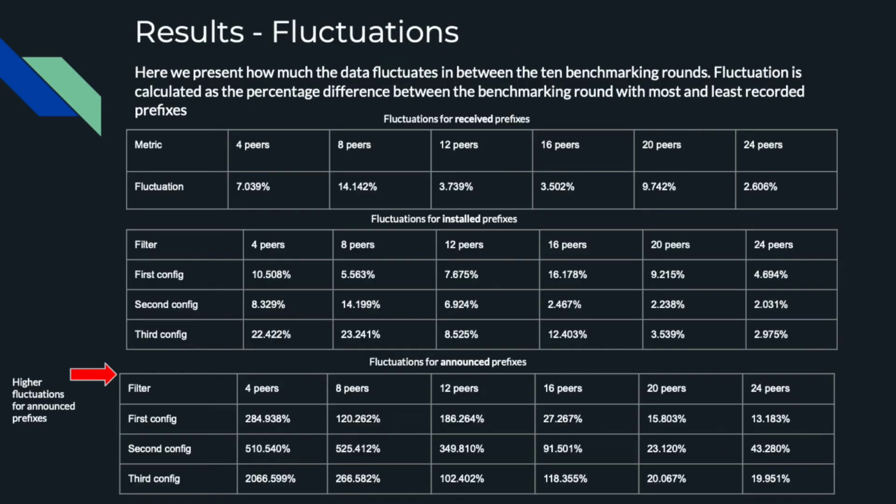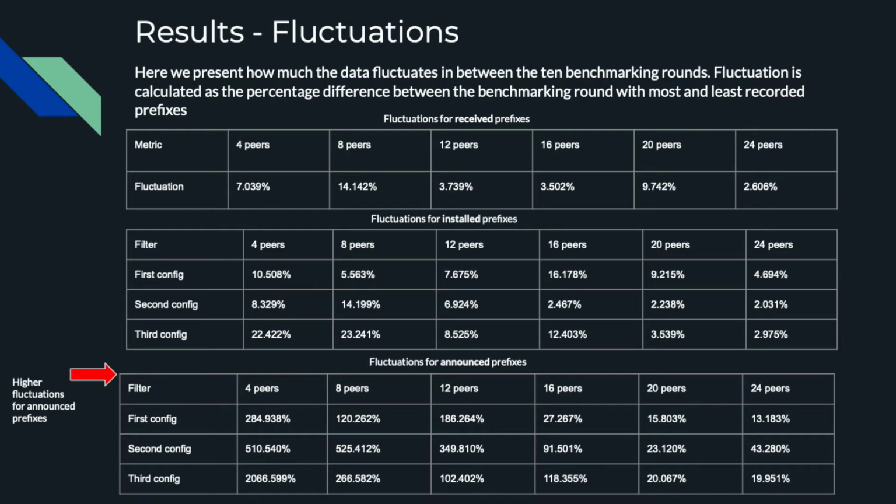Here we present how much the data fluctuates in between the 10 benchmarking rounds. Fluctuation is calculated as the percentage difference between the benchmarking round with most and least recorded prefixes. When examining the fluctuations in the 3 tables on this slide, we notice that our benchmarks of received prefixes resulted in the lowest fluctuation rate. Announced prefixes, on the contrary, show a considerably higher rate of fluctuation when compared to both received and installed prefixes.